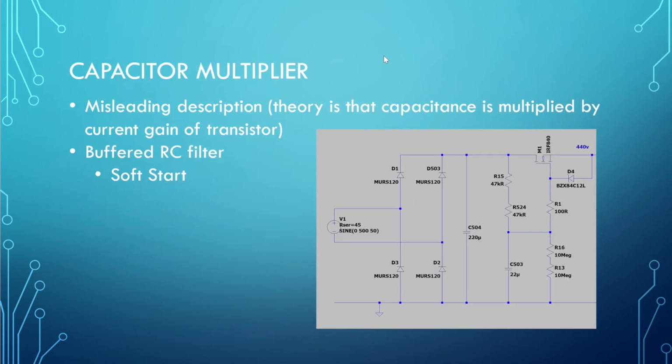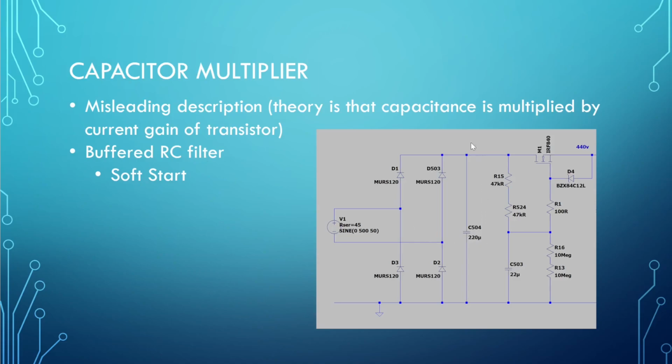As opposed to using these huge inductors, I'm going to look at a capacitor multiplier circuit. That's a bad description really for this kind of circuit. The theory is that we've got some capacitance whose value is multiplied by the current gain of a transistor, and you'll see it described like this, but it's a bit confusing, and you could associate this term with other circuits. Essentially, it is a buffered RC filter.